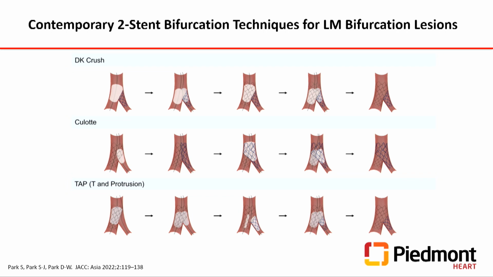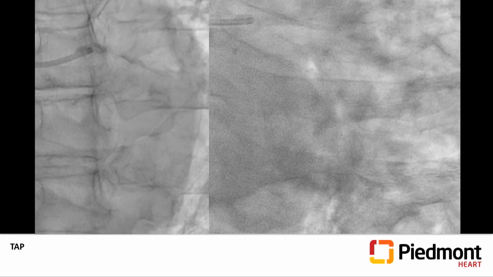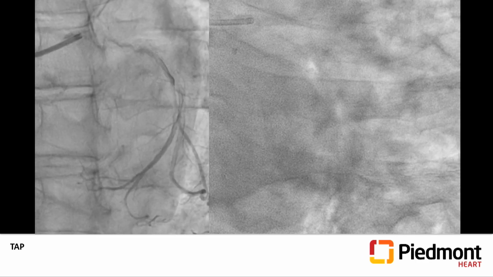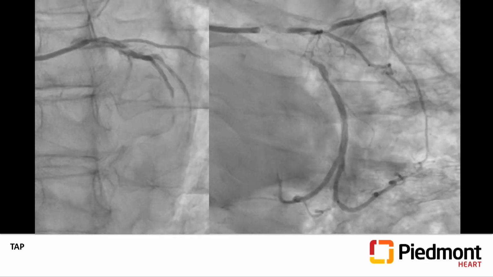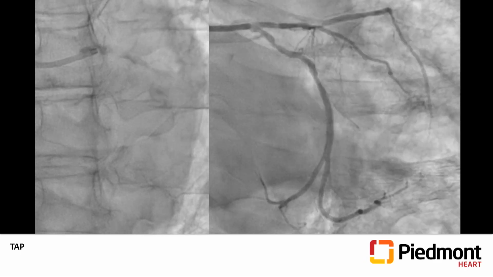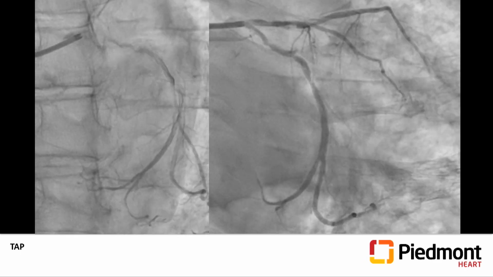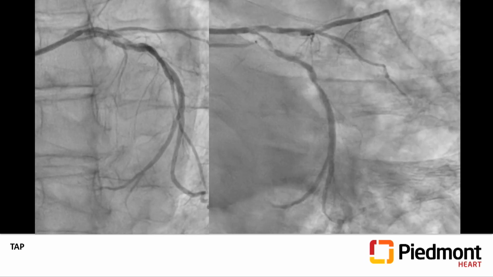So we've already heard from Jason quite nicely about these 3 techniques, and I'm just going to re-amplify the messaging that he's already given you with some actual cases. So let's look at this case. This is a T and protrusion technique, high-grade left main, proximal LAD, proximal circumflex disease with a dominant circumflex system. So the circumflex here was a little bit larger than the LAD.